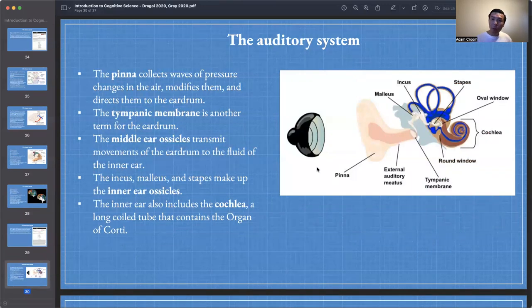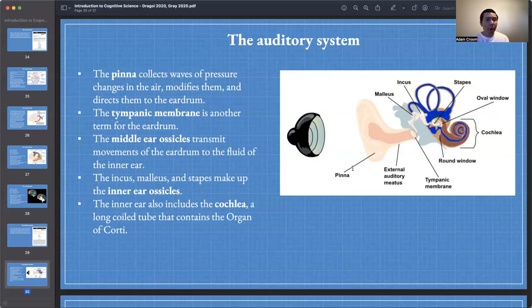All right, so this is our ear, an important part of our auditory system. This is the pinna. You can think of it as sort of like a catcher's mitt or a glove attached to the outside of our heads, to help collect auditory or acoustic information. So the pinna collects waves of pressure changes in the air, slightly modifies them given the structure of the ear, and directs those pressure waves towards the eardrum.